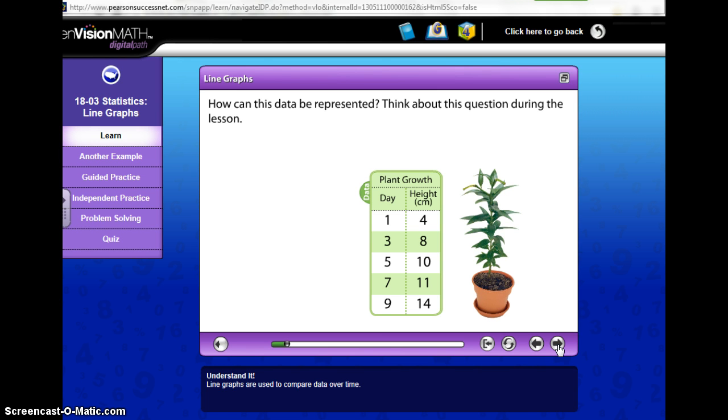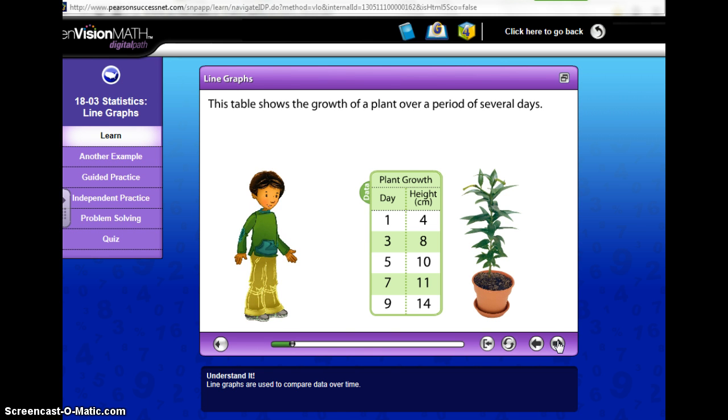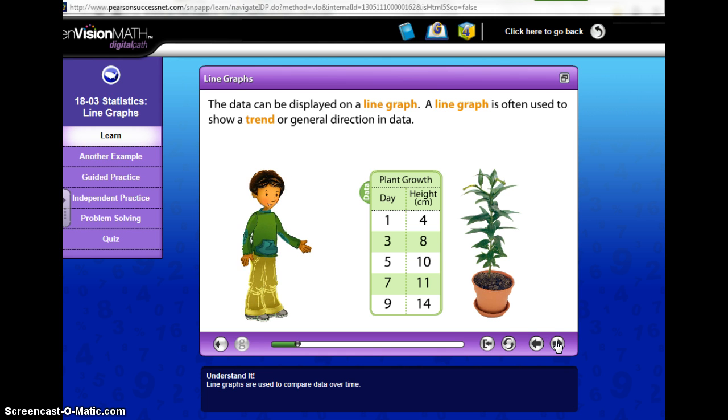So here's some information on this house plant that I have growing at my house. And when I planted it, day 1, it grew to this height. Day 3 to this, day 5 to 10, and so forth. So this table shows our growth over several days. This data could be displayed in a line graph.